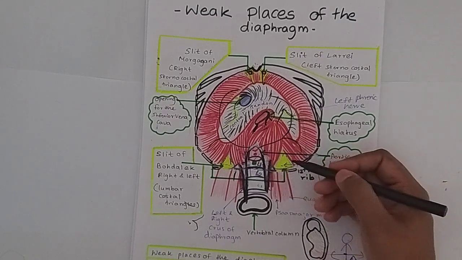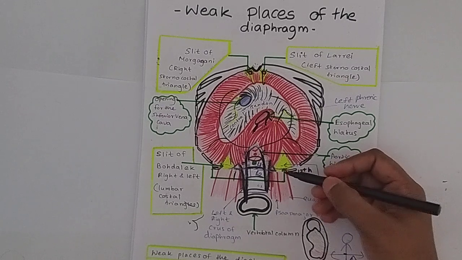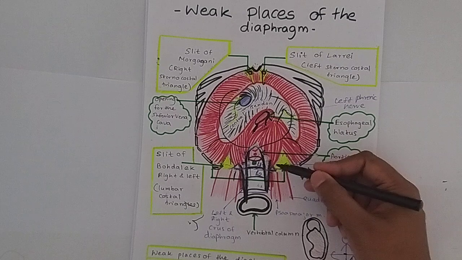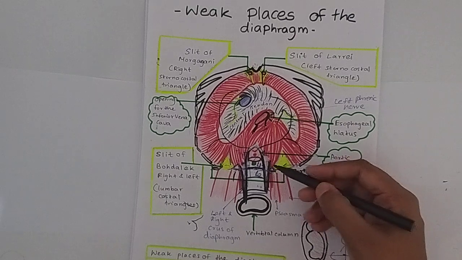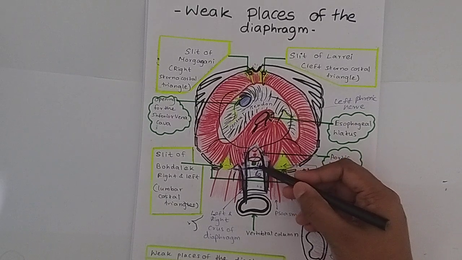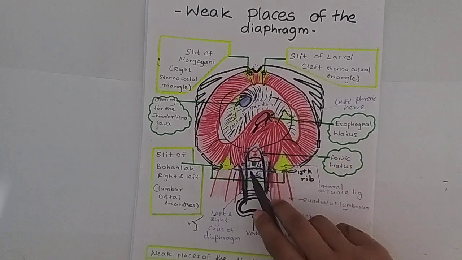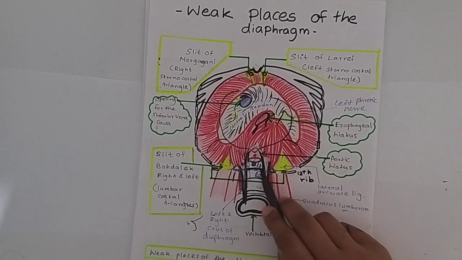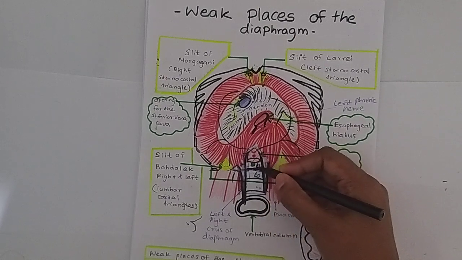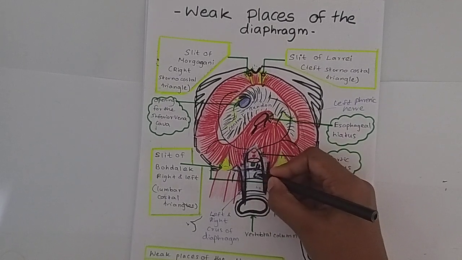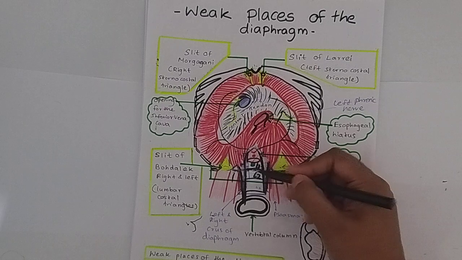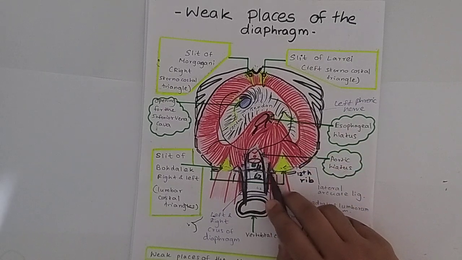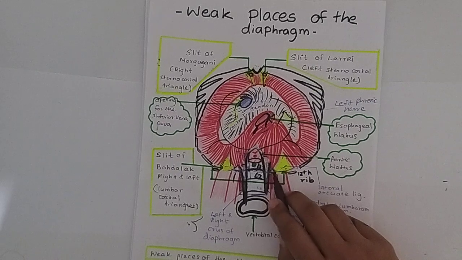And the other one is the ligaments, okay? Two types of ligaments are there: the medial arcuate ligament and the lateral arcuate ligament. This medial arcuate ligament is at the level in between the bodies of the L1 and L2 vertebrae. Here this is the level of the vertebral bodies, right? This is L1, this is L2. In between those two vertebral bodies, that is the level of the medial arcuate ligament.